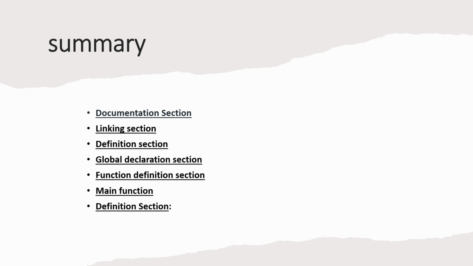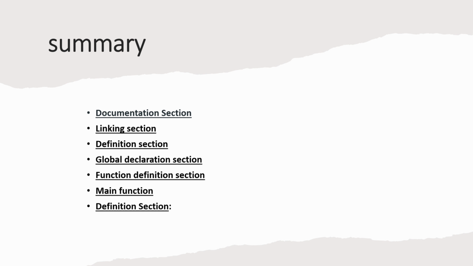I'm going to wrap this up with a quick summarization. We have learned the structure of C++ and that there are 7 parts. The first one is the documentation section. That means we write comments, and there are 2 types of comments: double forward slash, or forward slash asterisk and asterisk forward slash. Next, the linking section has header files and namespace, and then we have the definition section.